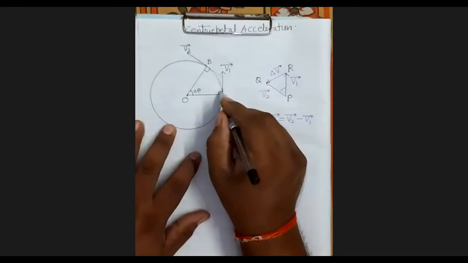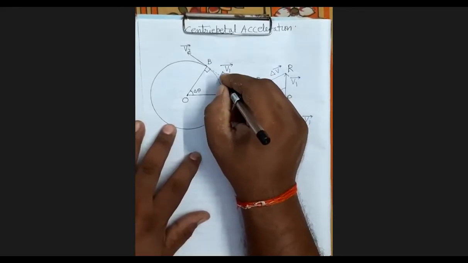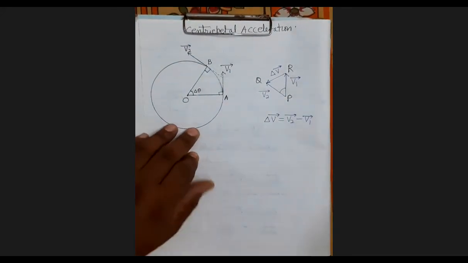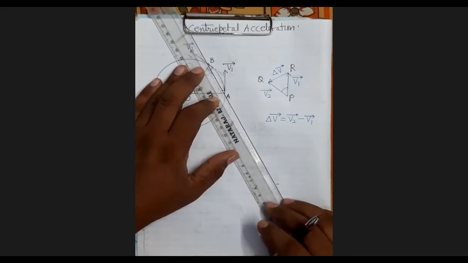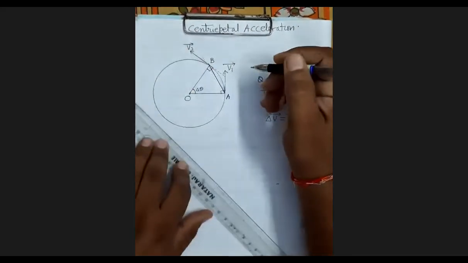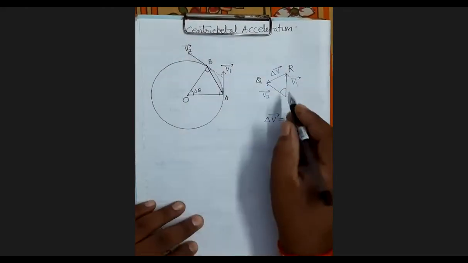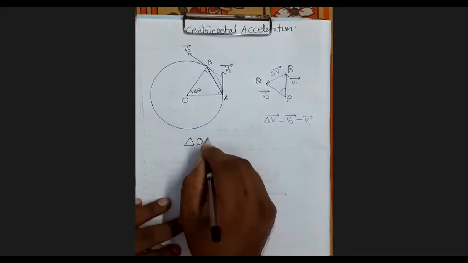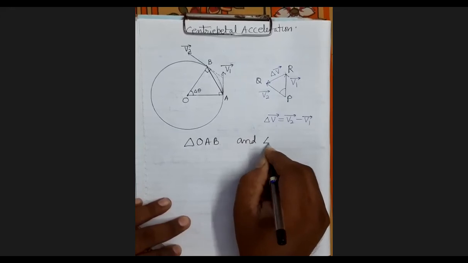So this angle is 90, this is 90, and this angle I have produced equals delta theta. Now all of you see here, I have joined AB. Look at triangle OAB and triangle RPQ.